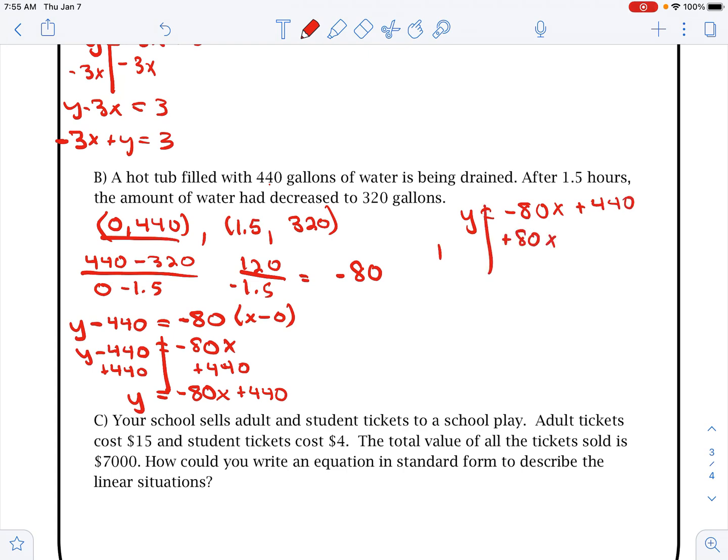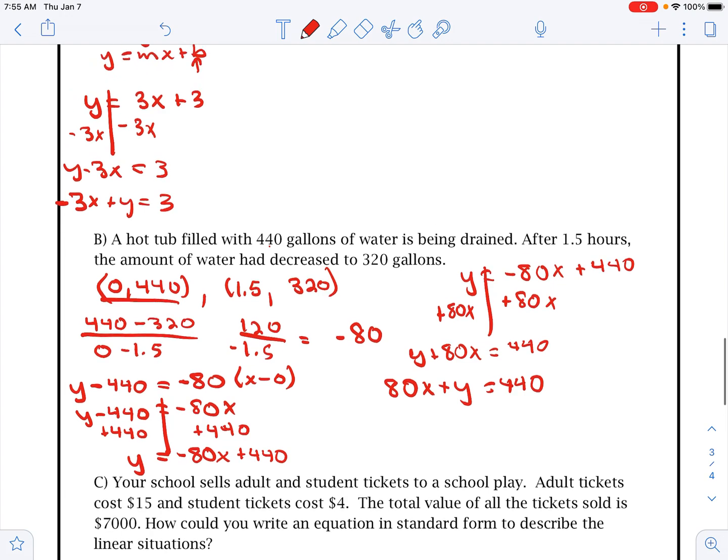So I'm going to add this 80x because it's negative. To be consistent with what I have been doing, y plus 80x equals 440. And then again, x goes first. So it'd be 80, positive 80x plus y equals 440. And that would be in standard form.